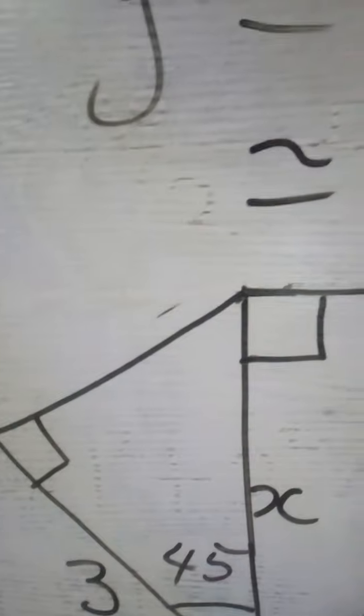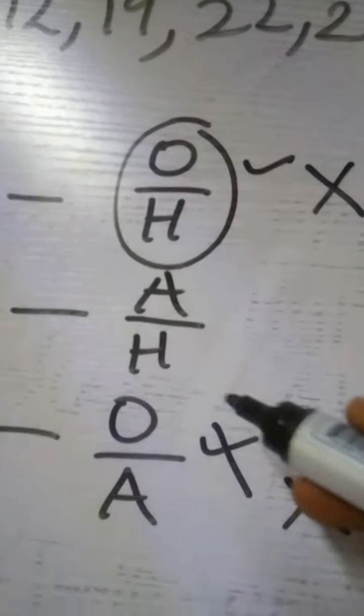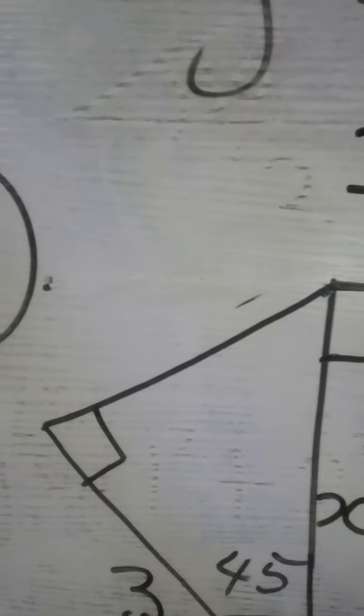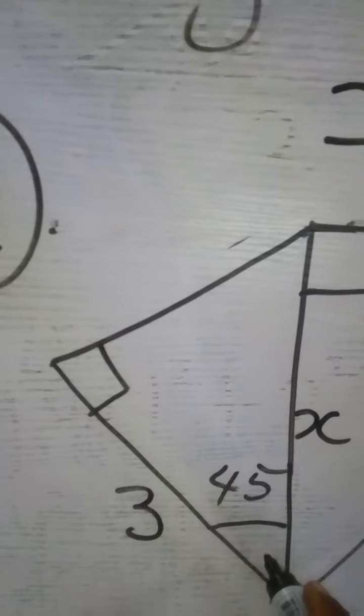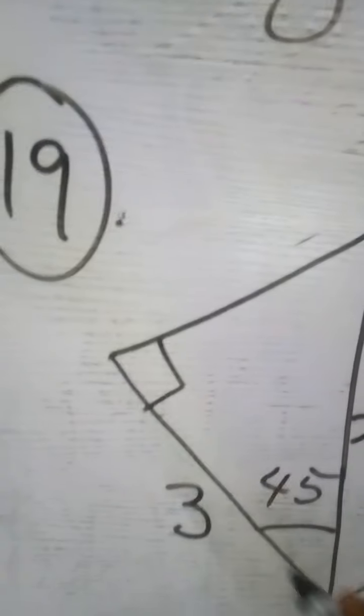So that means cos 45 equals adjacent over hypotenuse. So where is the hypotenuse? That's the question. The hypotenuse is the side of that triangle that is facing the right angle. So this is the side, that is x. So hypotenuse is x. But the adjacent is the side that joins that angle with the right angle. So the side is 3. So I have 3 over x.